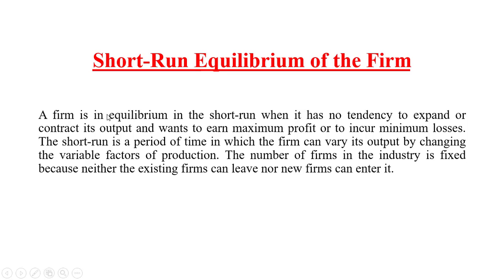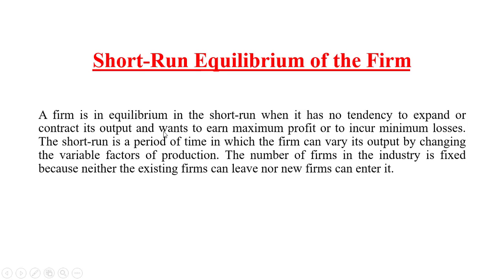Now when we see the short run, there is no tendency to expand or contract its business, and the firm wants to earn maximum profit or incur minimum losses. The short run is a period of time in which the firm can vary its output by changing the variable factors of production. The number of firms in the industry is fixed. Now in this short run, since the number of firms in the industry is fixed, you cannot change the profits or how much losses you are going to incur.